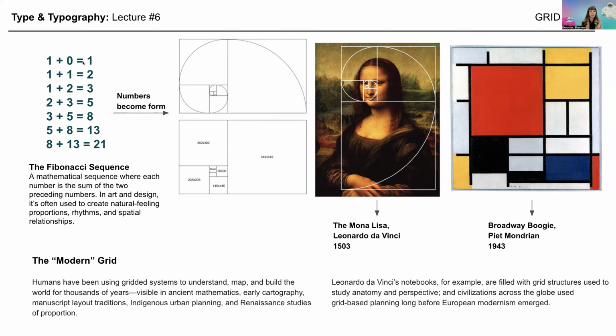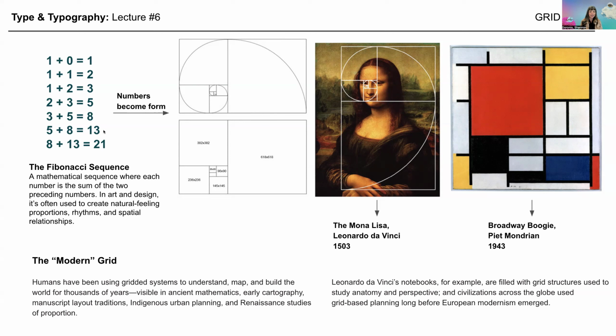So if we go 1 plus 0 is 1, and then we're going to transpose that down here and add it to itself. 1 and 1 is 2. Transpose down again. 1 and 2 is 3. 2 and 3 is 5. 3 and 5 is 8. 5 and 8 is 13. 8 and 13 is 21. Why do we care about this?